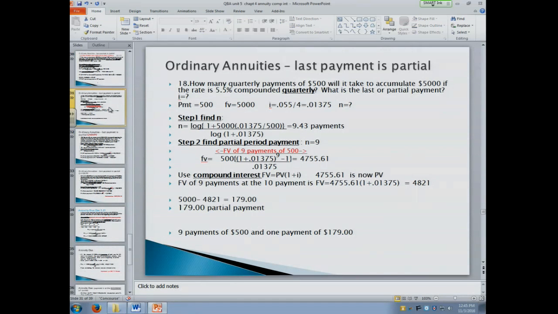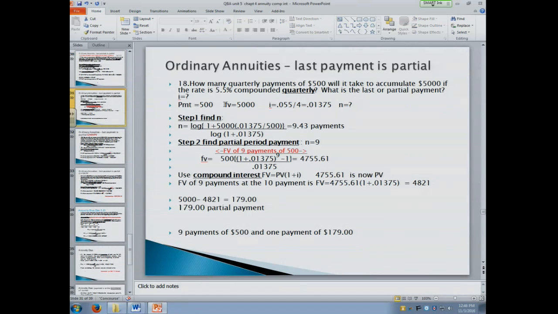Let's do another one. How many quarterly payments of $500 will it take to accumulate $5,000 if the rate is 5.5% compounded quarterly? What is the last partial payment? So I'll hint, there's going to be full payments and then a partial payment. So write down your givens. Payment 500, future value 5,000, I is 0.055 divided by 4. It's quarterly. We're looking for N.